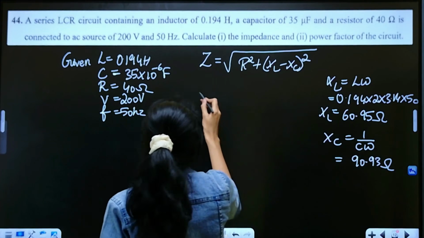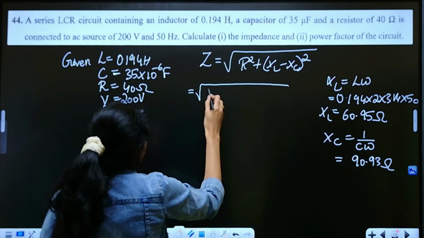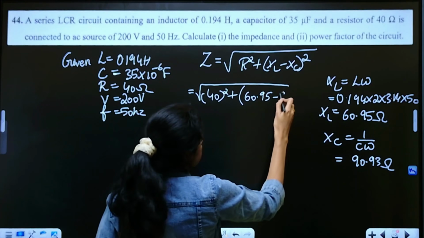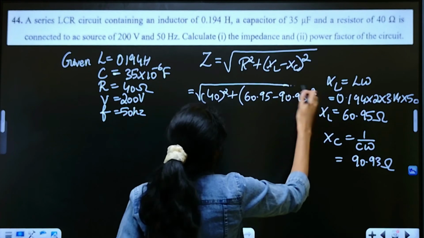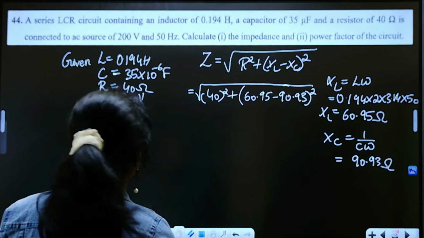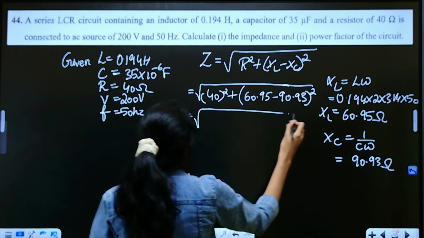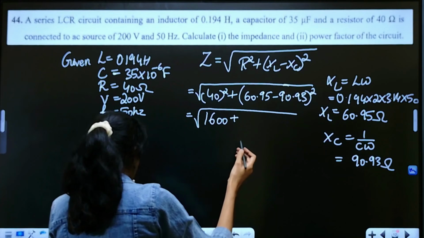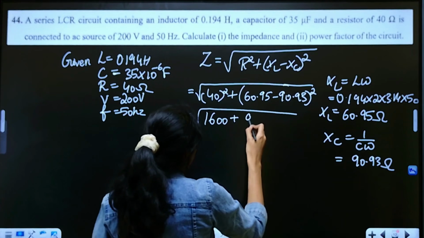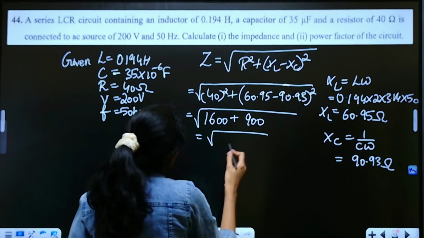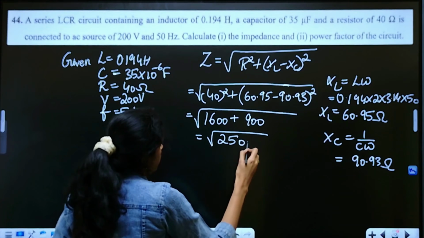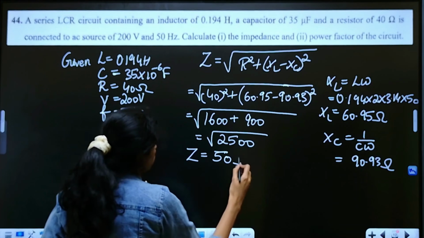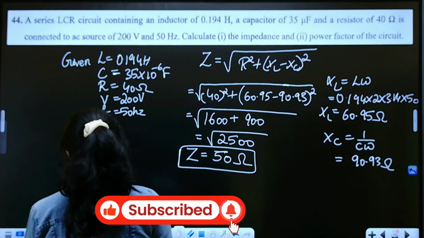Now substitute this in this equation. Z equals root of R, which is given as 40, square. XL is 60.95 minus 90.93, so you can take this as XL minus XC the whole square. So you will get root of 40 square is 1600 plus 30 square is 900. So you will get 1600 plus 900 is 2500. The root of 2500 is 50. And the SI unit of Z is ohm. So you will get the value of Z as 50 ohm.